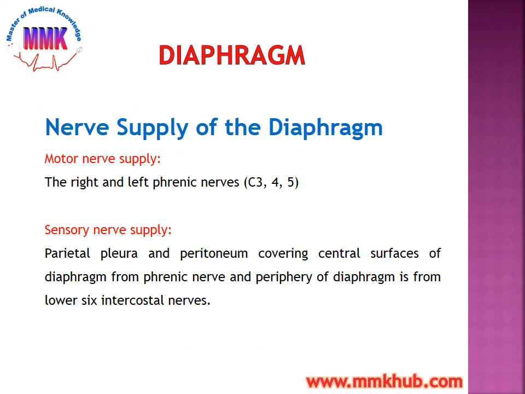Nerve supply of the diaphragm. The diaphragm has motor nerve supply from the right and left phrenic nerves, which have a root value of C3, C4 and C5. Sensory nerve supply: the parietal pleura and peritoneum covering the central surface of the diaphragm are supplied by the phrenic nerve, and the periphery of the diaphragm is supplied by the lower 6 intercostal nerves.